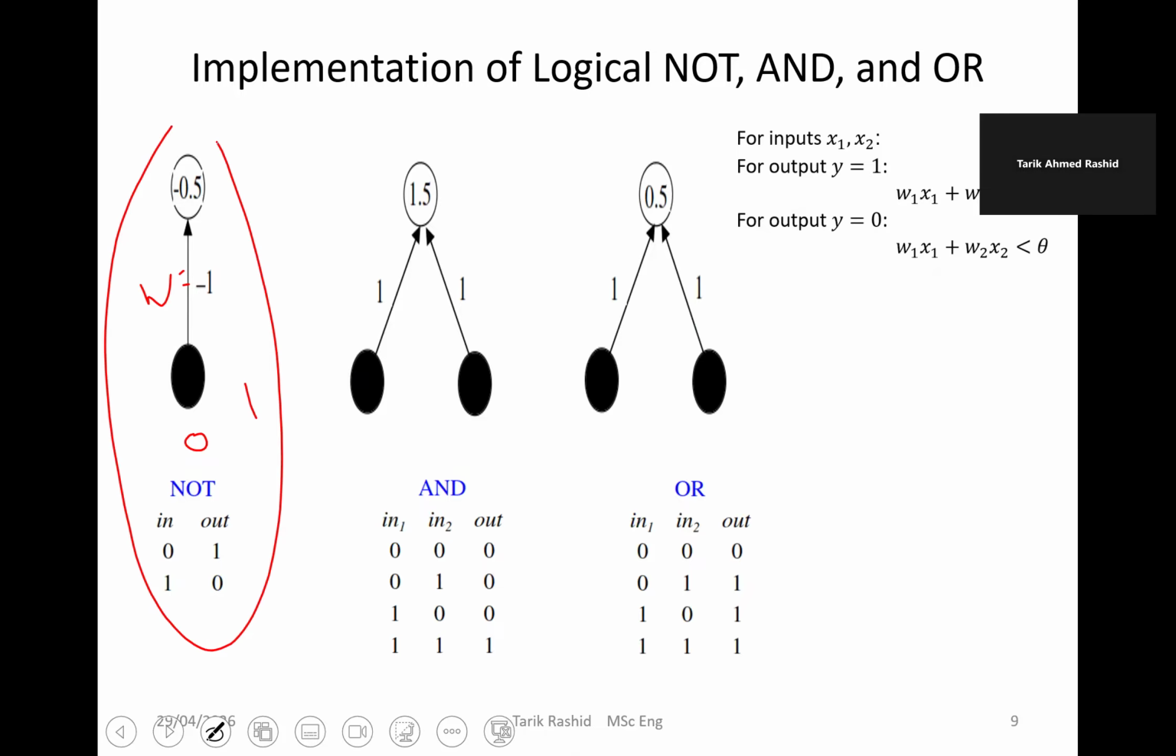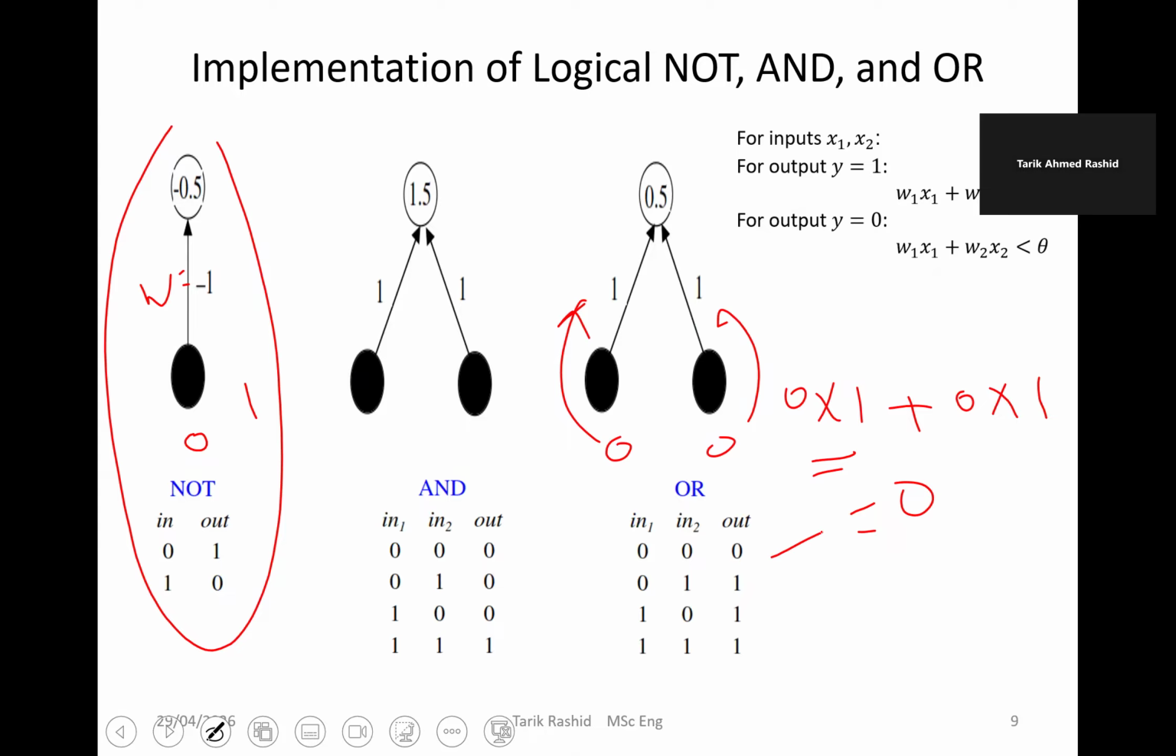So that is for the NOT gate. Let's do the OR gate. OR gate, 0, 0. 0 multiplied by 1 plus 0 multiplied by 1. That's the first one. And 0 multiplied by 1, that is the second one. So altogether 0. 0 is less than 0.5. Yes, 0 is less than 0.5, then the result is 0.